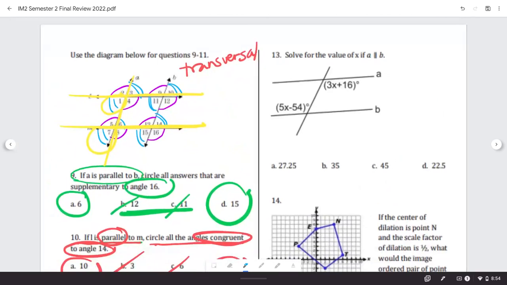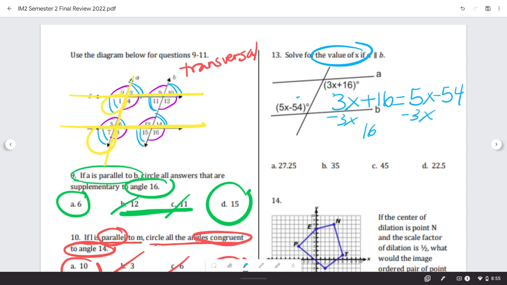Okay, this one, they're alternate. So this is on this side, that's on that side. Alternate interior angles. These are congruent. So these are not going to be added and set equal to 180. These are going to be equal to each other. And it says solve for the value of x, so we don't have to plug it in. We just have to find x. And we're going to combine like terms. And x is 35.